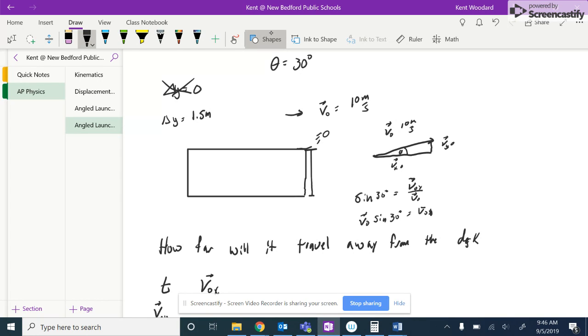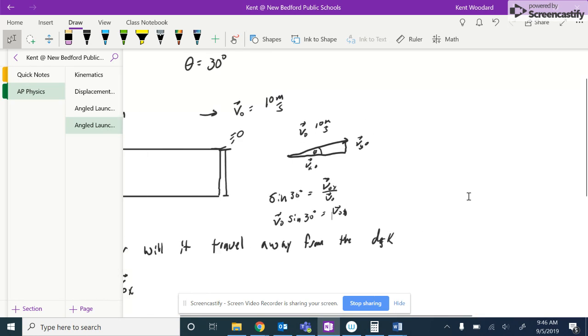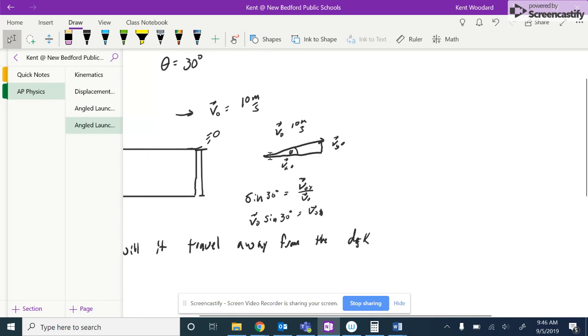I'm not going to ask you to remember sine of 30. Well, actually, don't quote me on that. AP might ask you to do that. But you are going to use it so often that you will remember sine of 30. So sine of 30 is 1/2. Okay? So this simply becomes v naught times 0.5 equals v naught y.